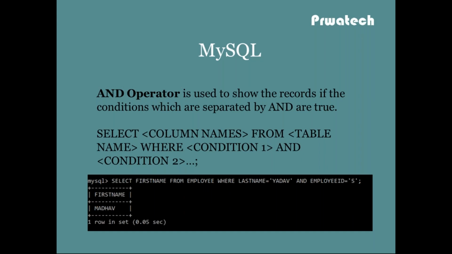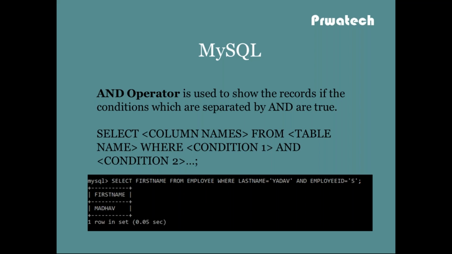Let's first start off with the AND operator. The AND operator is used to show the records if the conditions which are separated by AND are true. The syntax for the same is SELECT column names FROM the table name WHERE condition 1 AND condition 2 are met. And we can put as many conditions as we want followed by a semicolon. I have put, as you can see, the dots here.